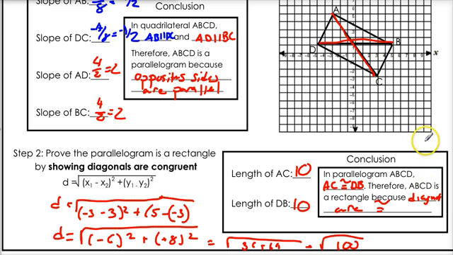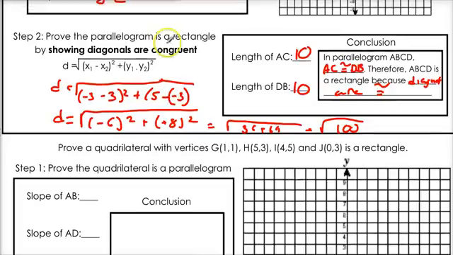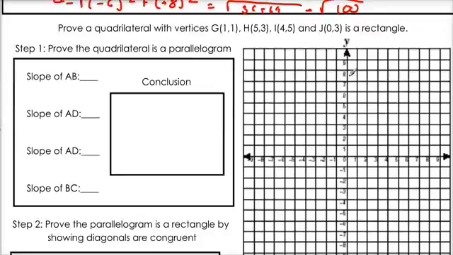Alright, so you see the work we did there? The first thing we did was prove that it's a parallelogram. Then we used the distance formula to show that the diagonals are congruent. Those are the two steps, and don't forget to write your conclusions. So let's try this again one more time just to make sure we have it.